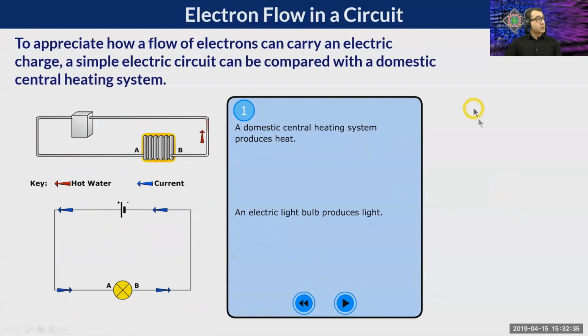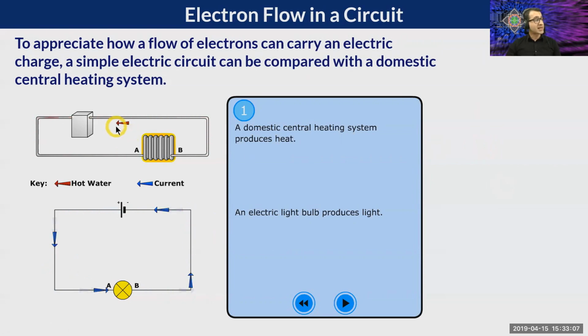Okay, so now I'm going to finish the first hour on this concept, and we'll continue in the next hour here. To appreciate how a flow of electrons can carry an electric charge, we need to use analogies. Unfortunately, visualizing things like voltage and electrons is very difficult for us, as we have no real parallels to the kinds of things that we see in our everyday world. And so to really understand these things, we sometimes need to make use of analogies.